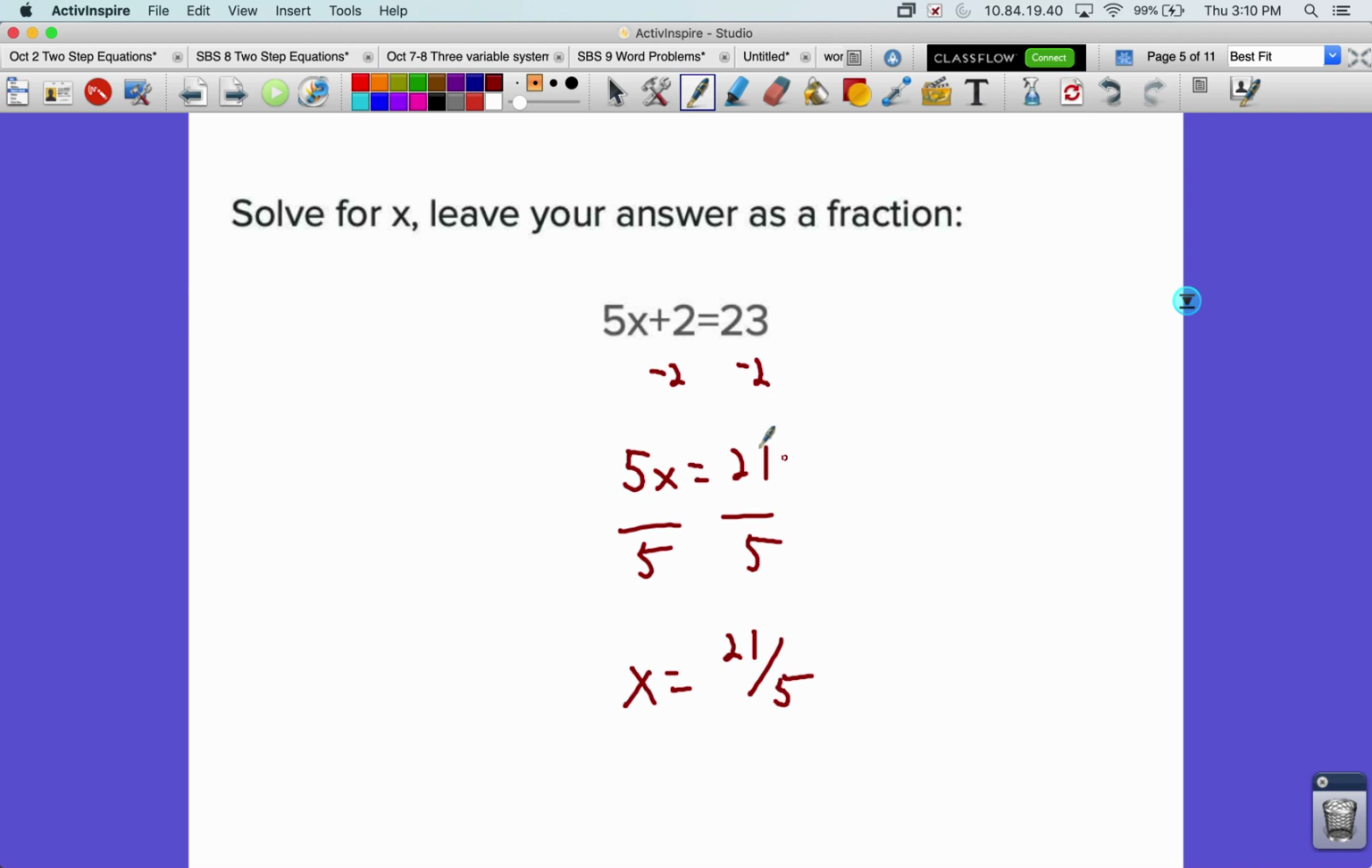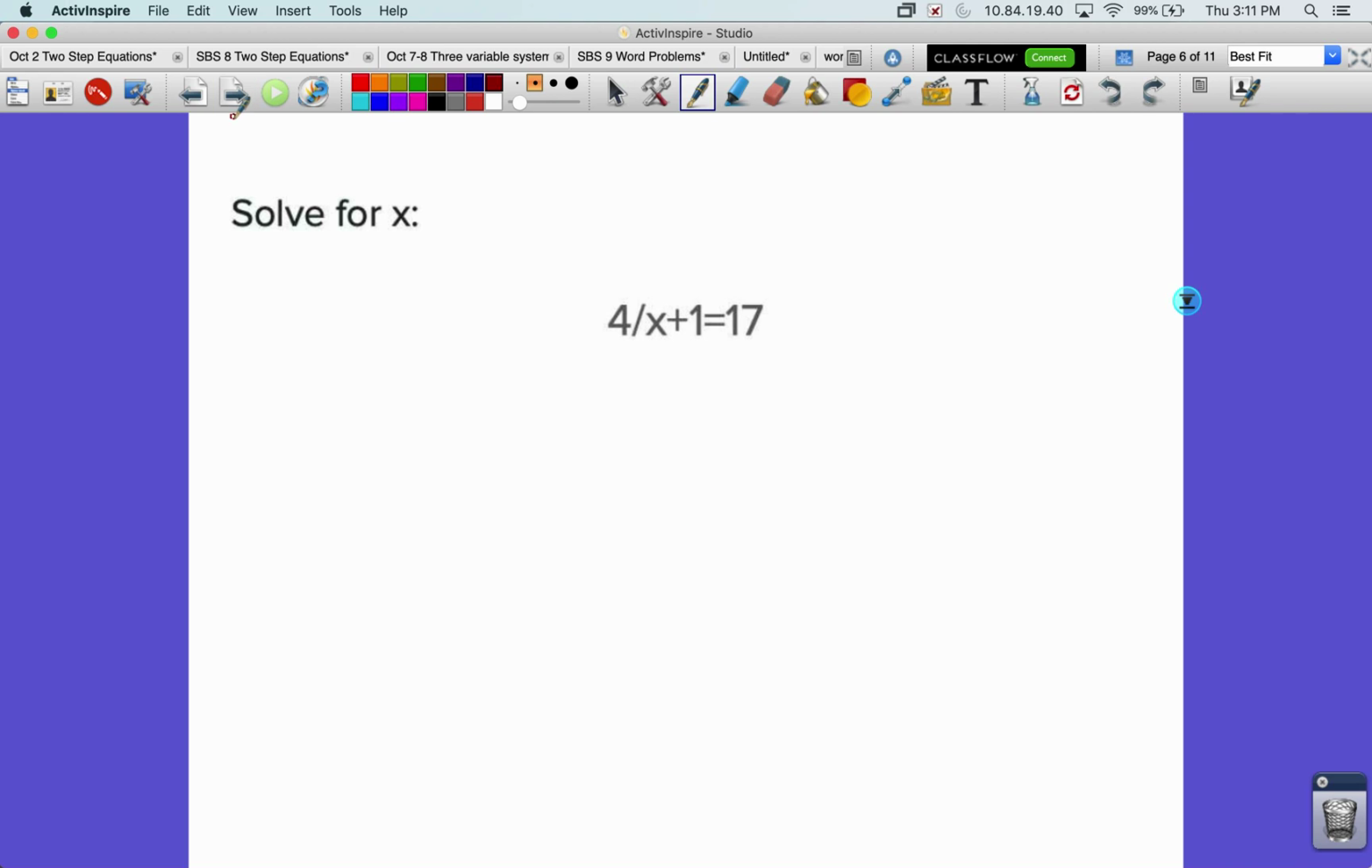I can't complete this division. 21 is not evenly divisible by 5, so you leave it as a fraction. Sometimes you turn that fraction just a little bit diagonal for your final answer, or you can leave it totally vertical if you want as well. So x equals 21/5. We like improper fractions when we're doing algebra, so just leave it as an improper fraction. All right, here we've got another one.